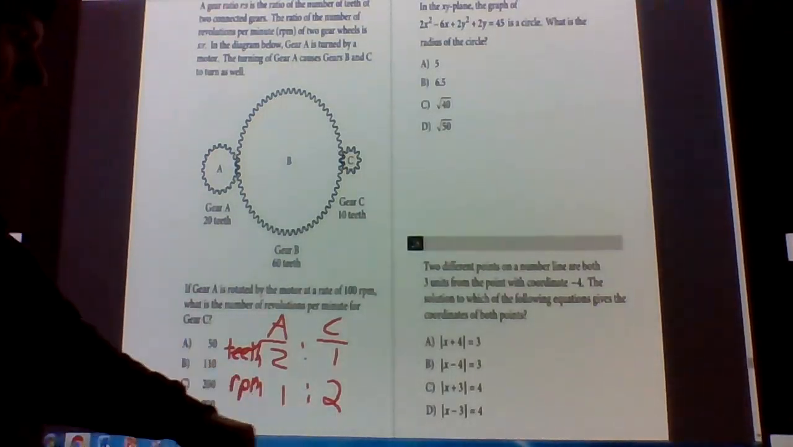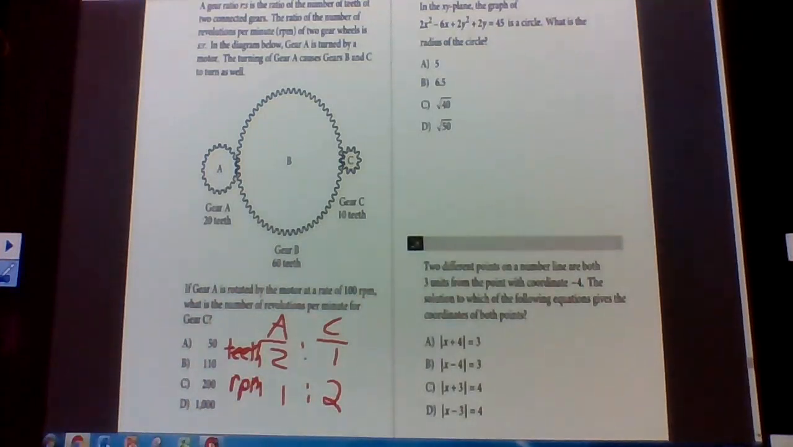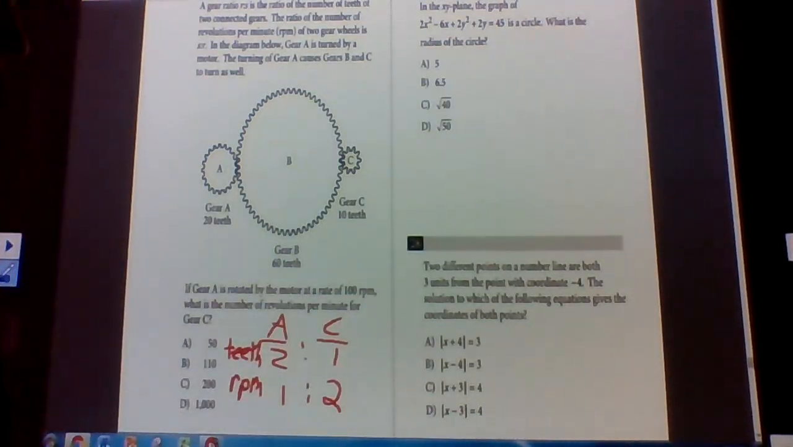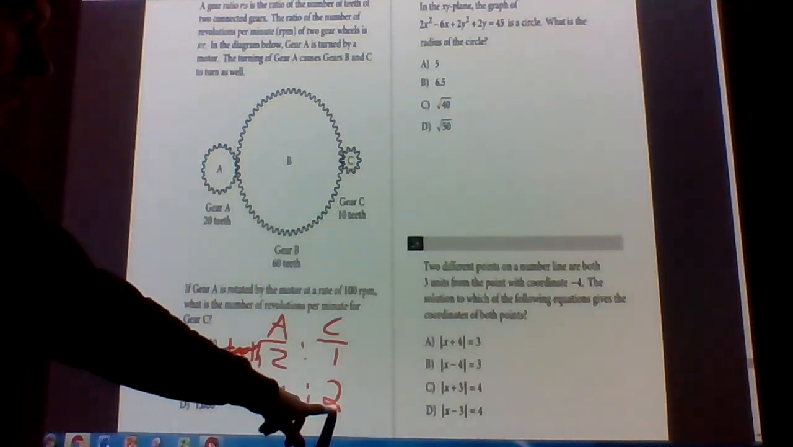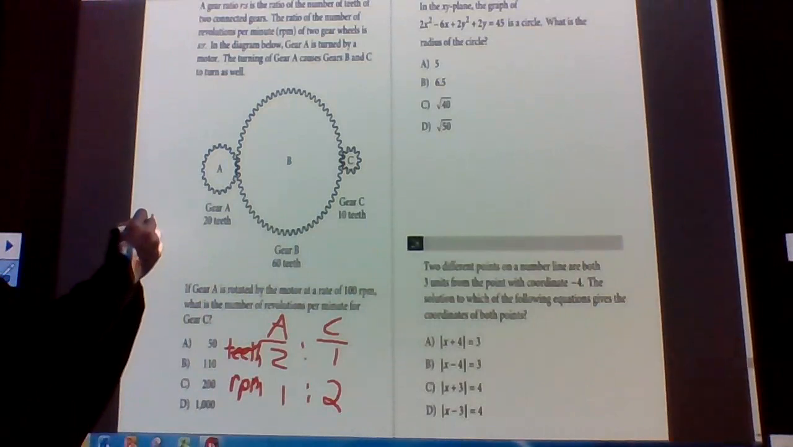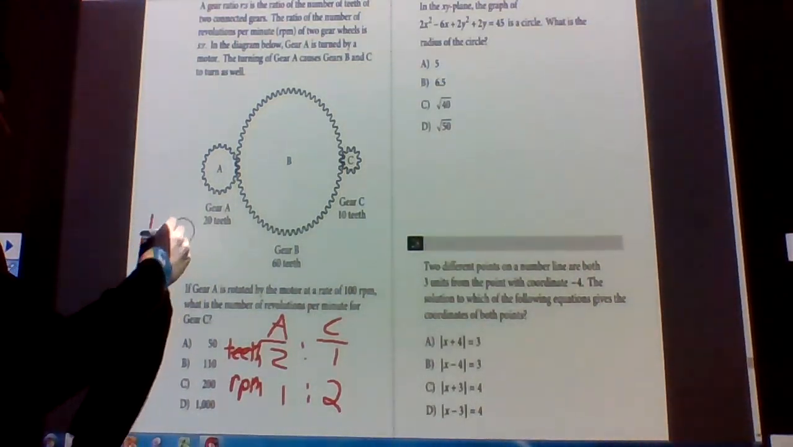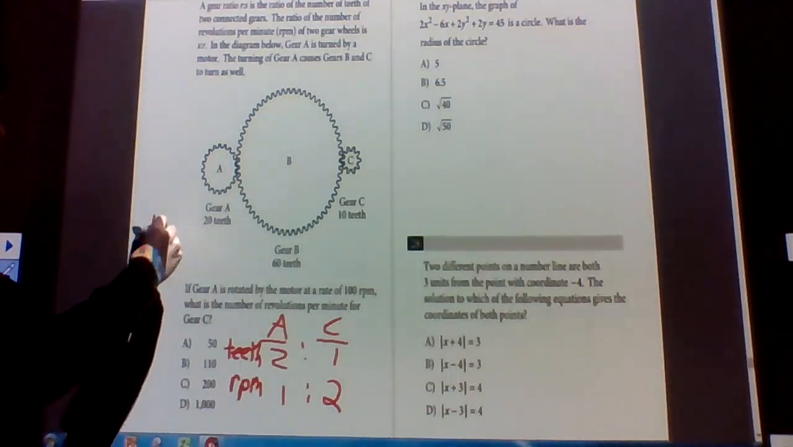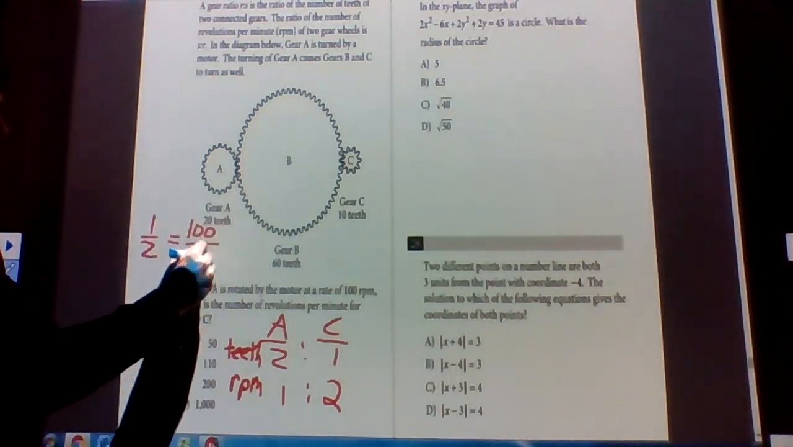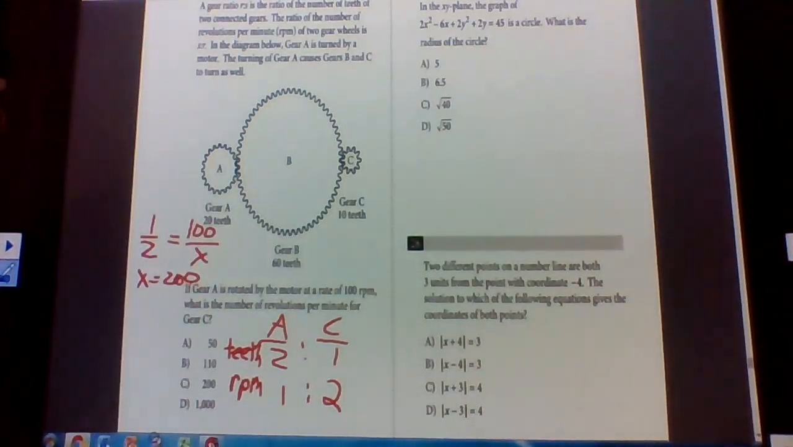Which means that gear C is going to revolve twice as fast as gear A. So if gear A rotates 100 revolutions per minute, gear C is going to rotate 200. You can also think of it this way, 1 over 2 is 100 over x, and then x is going to equal 200 when you cross multiply.